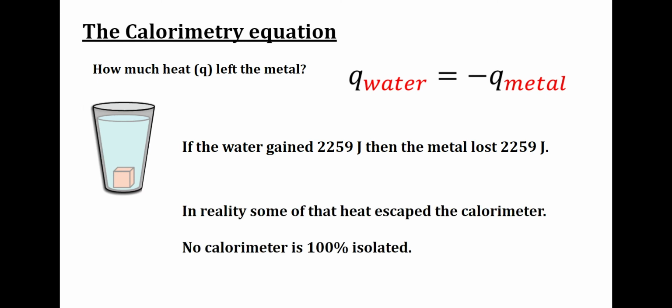In reality, some of that heat left the calorimeter. No calorimeter is 100% isolated. And so in our example, some of that heat would have left the calorimeter and gone into the room. We can use the idea that the energy that left the metal is equal to the energy that went into the water to figure out the heat capacity of the metal.